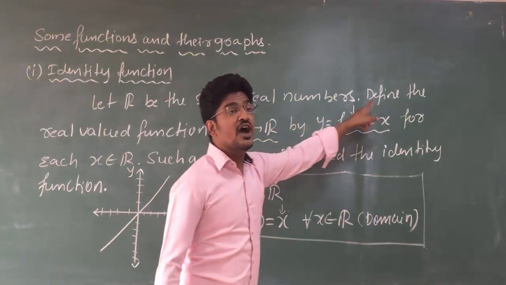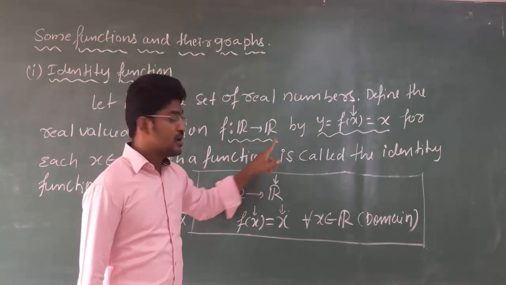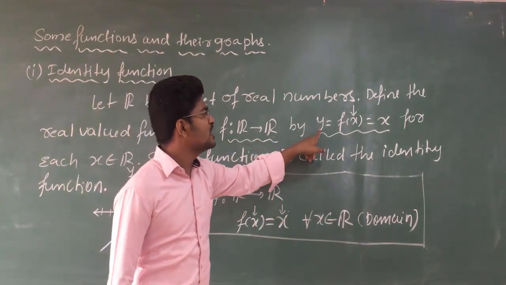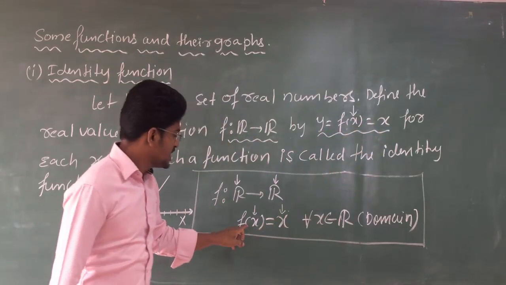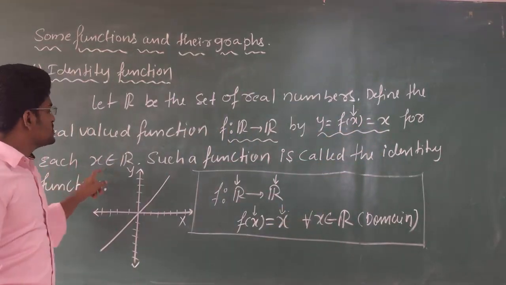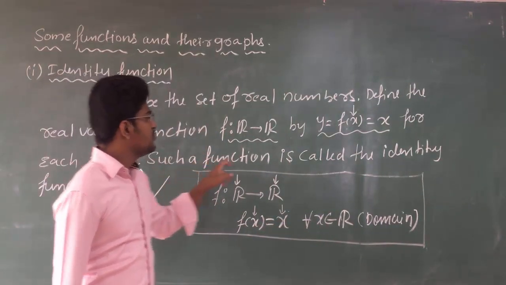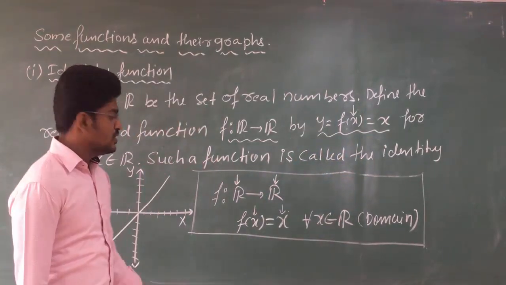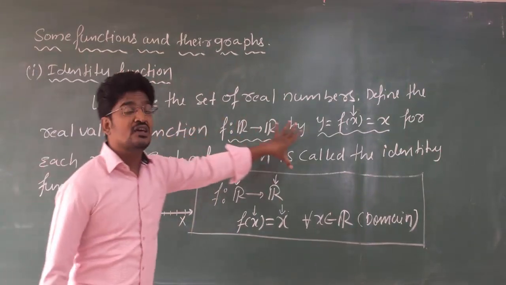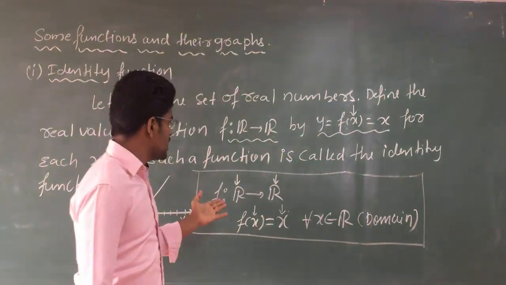Okay. Next, define a real valued function f from R to R. They are defining f from R to R. Okay. By y equal to f of x equal to x, that is f of x equal to x, for each x belongs to R. They are explaining this. Clear? Such a function is called identity function. The thing which is written here, they have explained in English grammar only. Okay. You can write, you can tell this like that also.